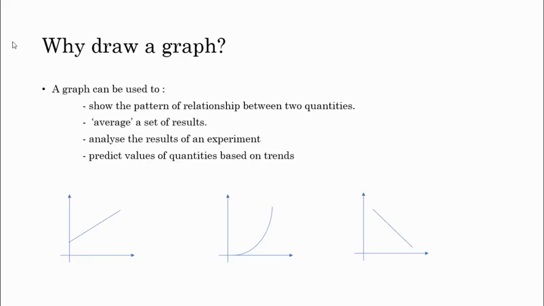So first of all, why do we use graphs? A graph can be used to show how one quantity relates to another. So for example, if an experiment is conducted to investigate the relationship between two quantities, generally what would happen is that you take measurements of both quantities while you vary one and see how the other one responds. And then a graph can be used to analyze the relationship between the two quantities because it gives you a picture of how one quantity changes when the other is varied.